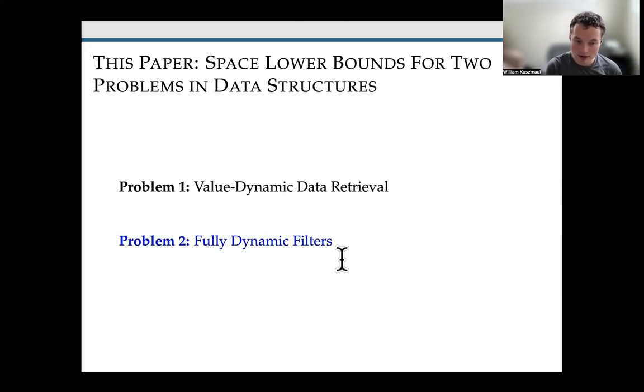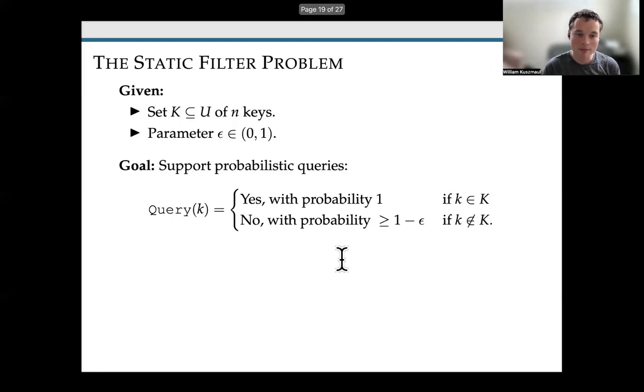Okay, so we're going to focus on this second problem. And in order to explain it, let me start by describing the classic static version of the filter problem. So here you're given a set K of n distinct keys, and you're also given a false positive rate parameter, epsilon, between 0 and 1. And the goal is to build a data structure that supports the following type of probabilistic query.